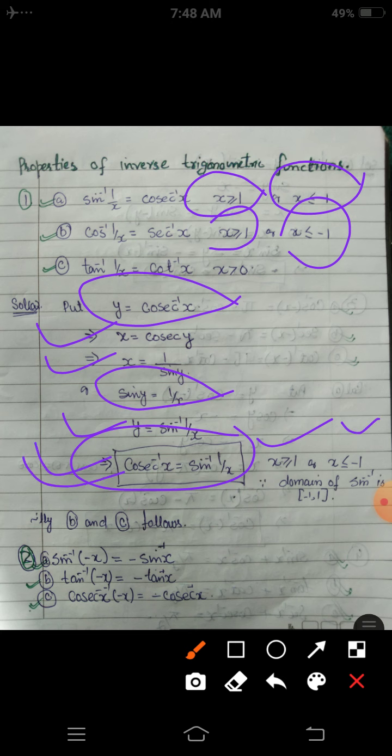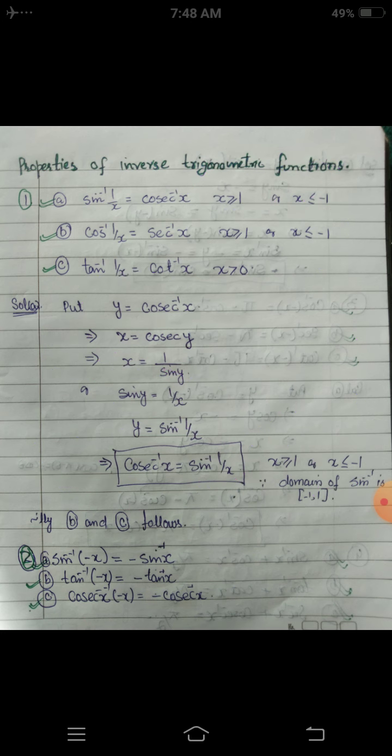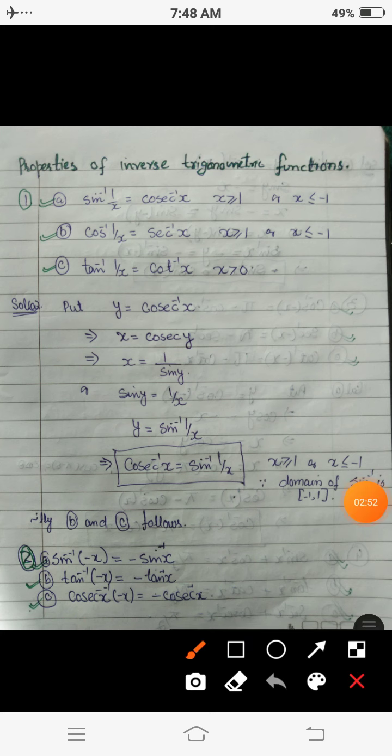This identity or equation is valid only when x is greater or equal to 1 or x is less or equal to minus 1, because the domain for sine is the interval minus 1 to 1, which implies that 1 upon x belongs to minus 1, 1. When 1 upon x is greater or equal to minus 1 and less or equal to 1, it implies that actually x is greater or equal to 1 or less or equal to minus 1. Similarly, you can prove that cos inverse 1 upon x is sec inverse x by putting y equals sec inverse x, and tan inverse 1 upon x is cot inverse x by putting y equals cot inverse x and using this procedure.